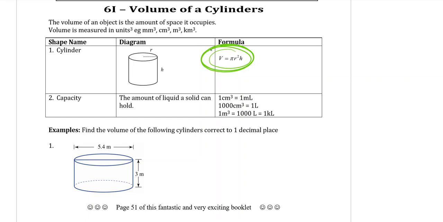We also have a reminder of capacity. We did talk about these in the previous lesson as well. So a centimetre cubed is the same as a millilitre, and a metre cubed is the same as a kilolitre. They're the ones that I put on the back of your sheet.